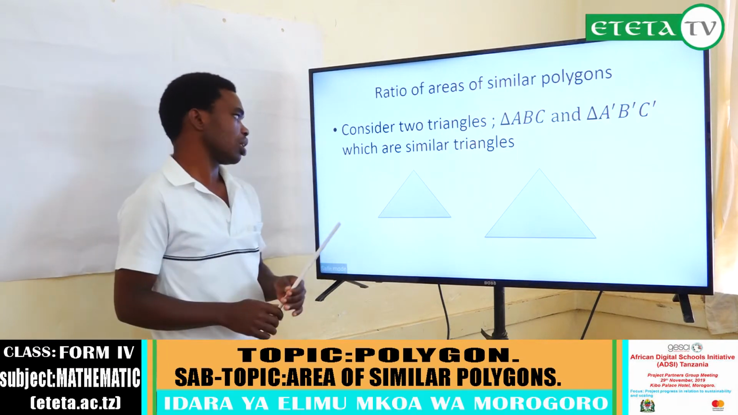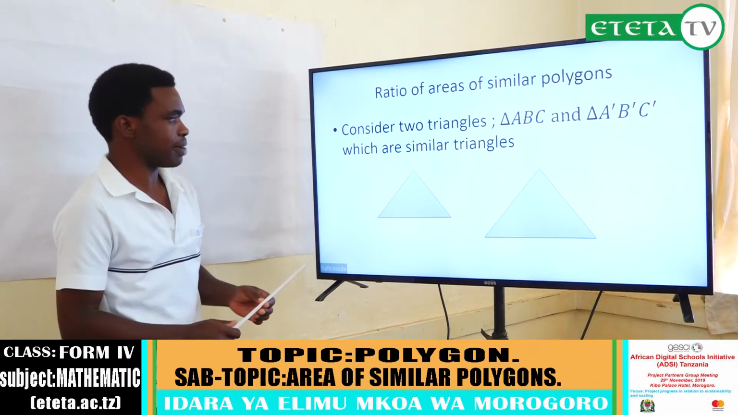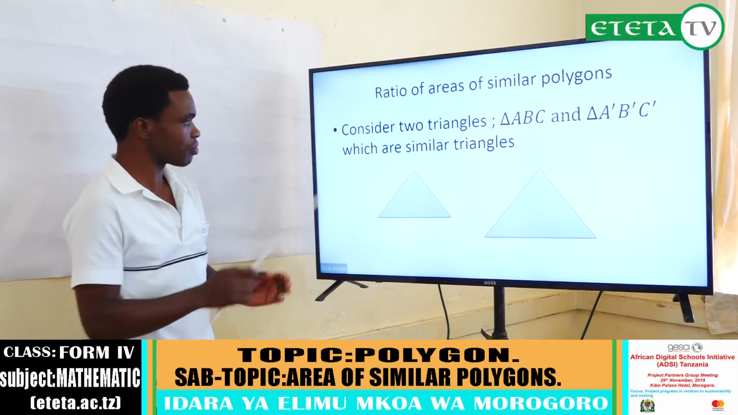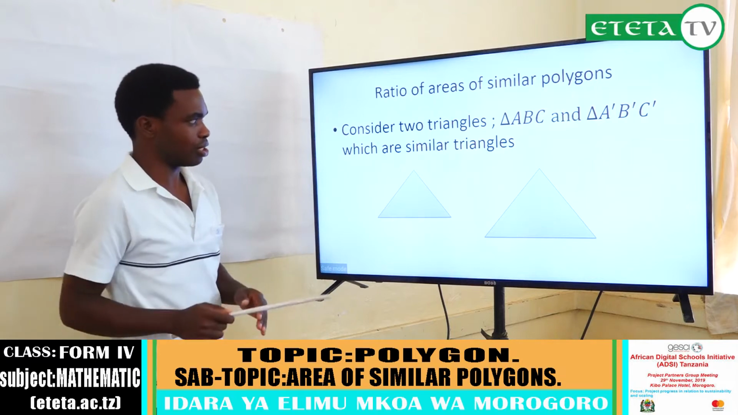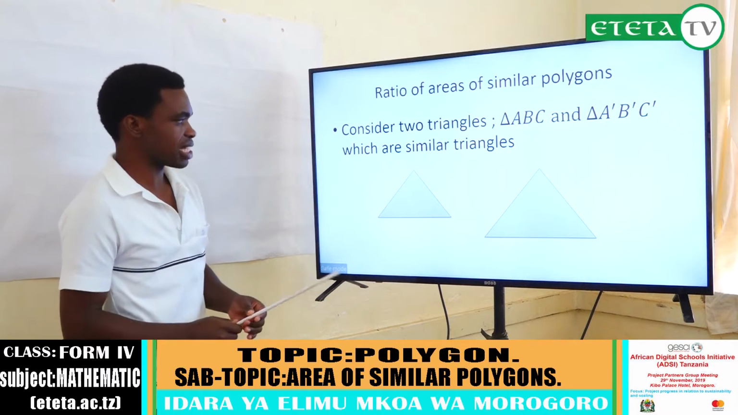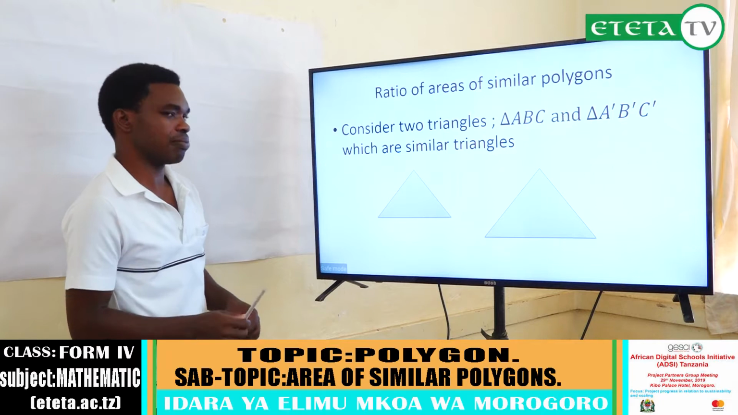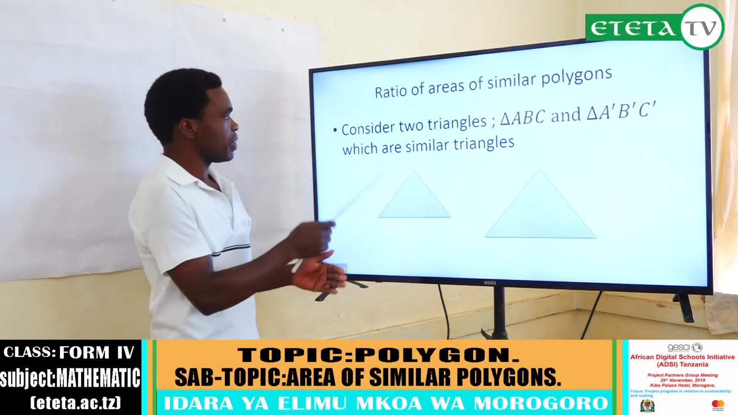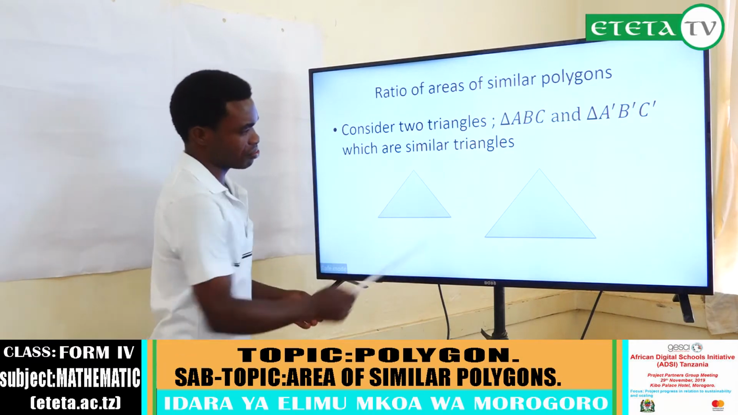So they must have the same shape. And as I said, we have to use the concept of angles and the other rules to confirm whether they are similar or not. Similar polygons must have the same angles, and also the corresponding sides must have the same ratio. Now, our aim is to discuss the ratio of areas of similar polygons, and we have these two triangles.